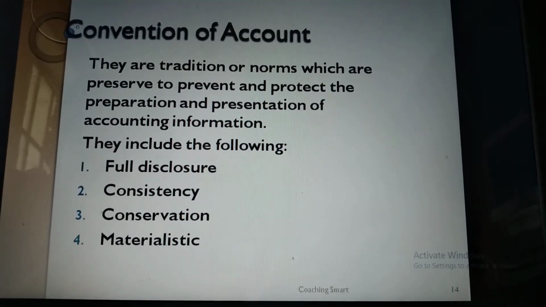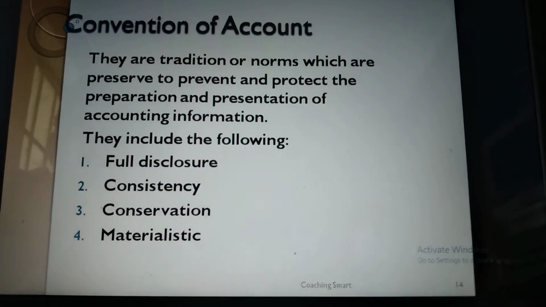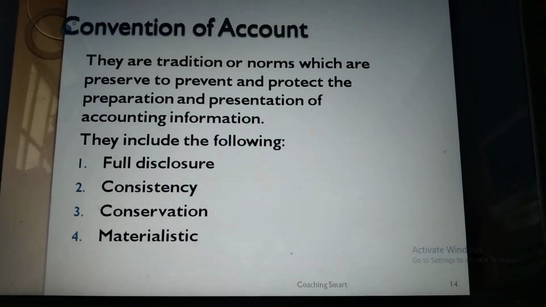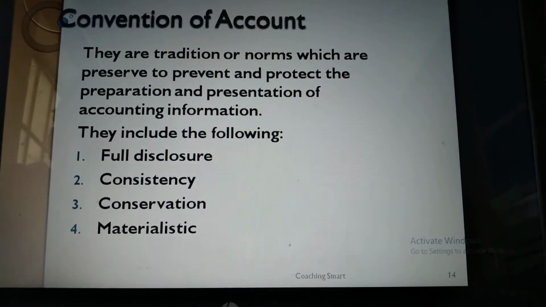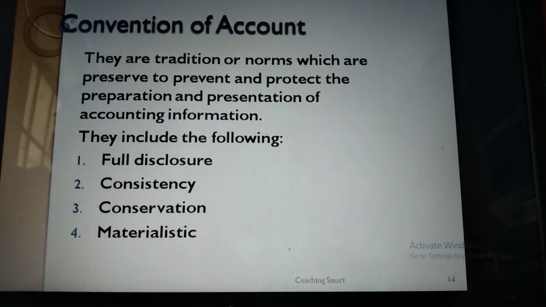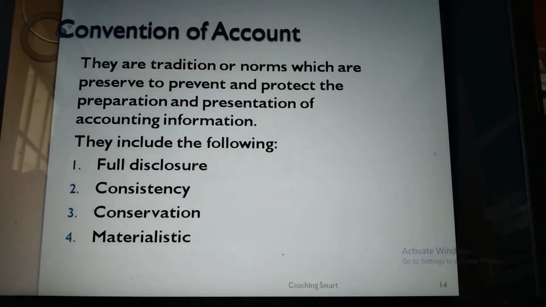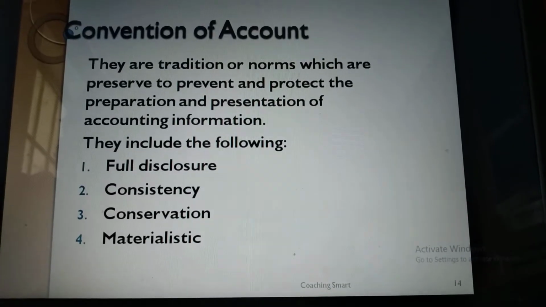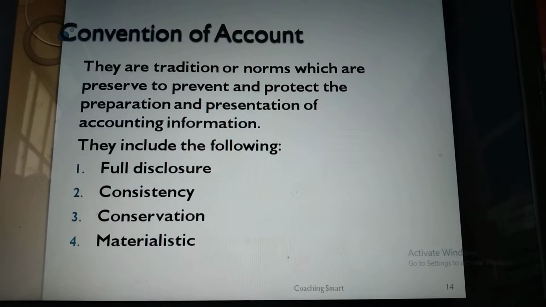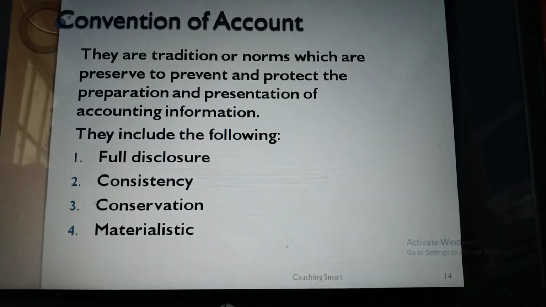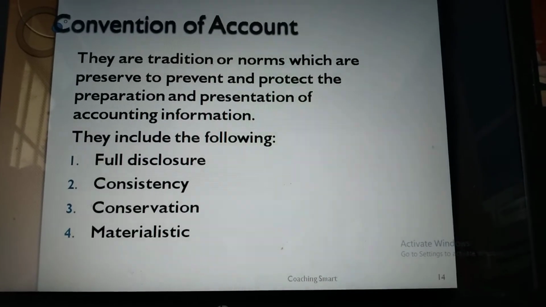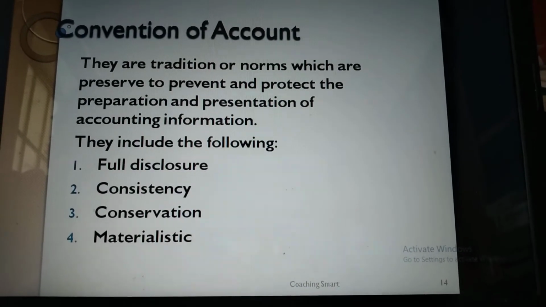Finally, materiality concept. Under this concept, all business transactions must record all items of material nature. Any item of immaterial nature must not be recorded. So these are the critical principles of accounts. Have them, use them. The best way to do it, remember them.